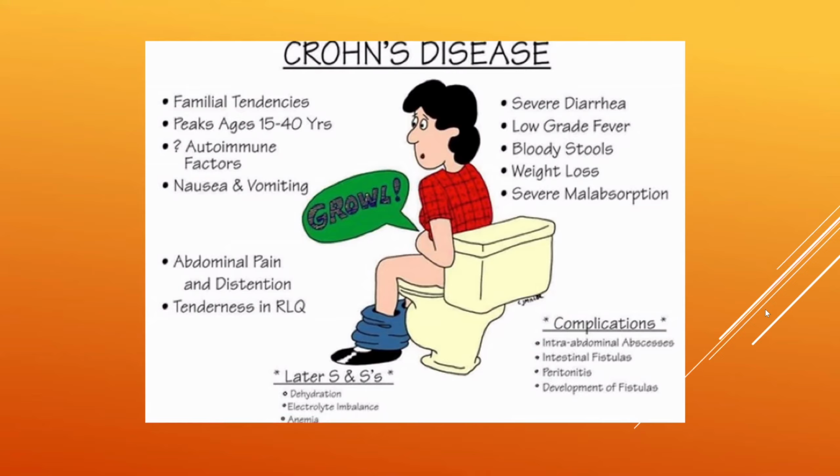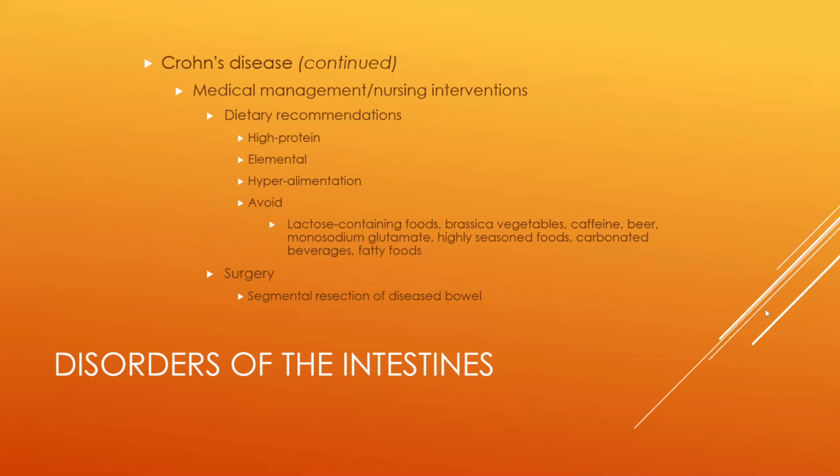Their peak age is around 15 to 40. So kind of similar to ulcerative colitis, it just depends on the location of the bowel that's involved. So here we are, back to high protein again. Avoid lactose-containing foods, that didn't change. Avoid caffeine. Avoid alcohol, no beer, no carbonated beverages, because that's only going to make more gas and problems with them eating. And again, Crohn's disease could need surgery if that part of the bowel does not recover with the medical treatment that we might do.